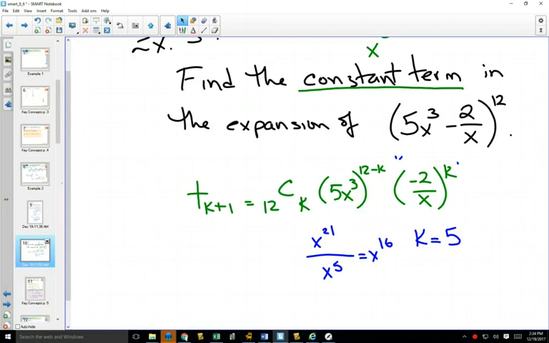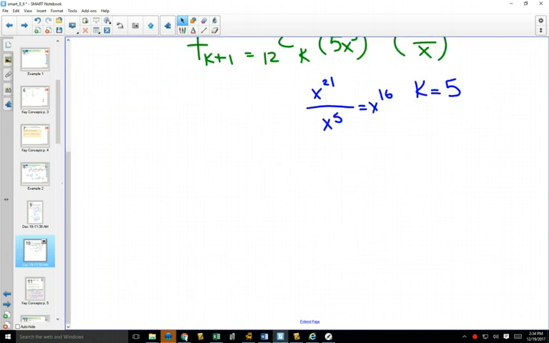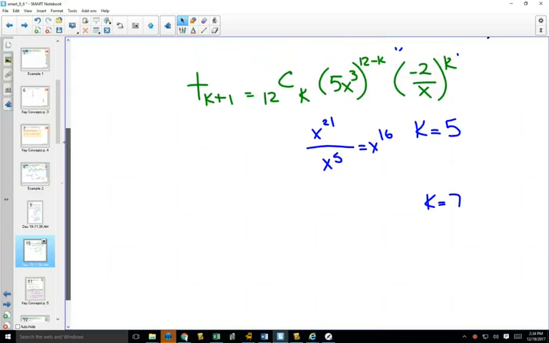Do we need a bigger or smaller value of k? Bigger, because you want to have more of them on the bottom and less of them on the top. So tell me another value. k equals 7. On the top you would have x to the 15, on the bottom x to the 7, giving you x to the 8.